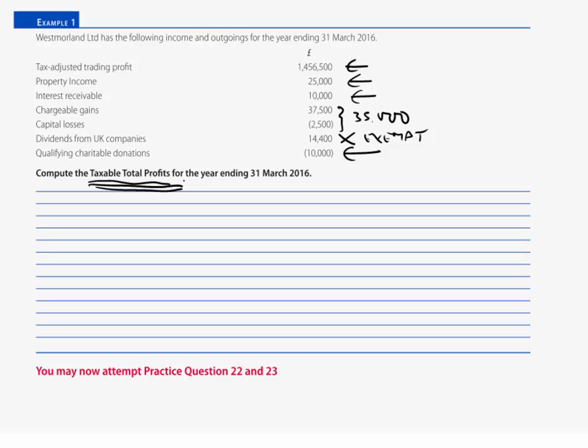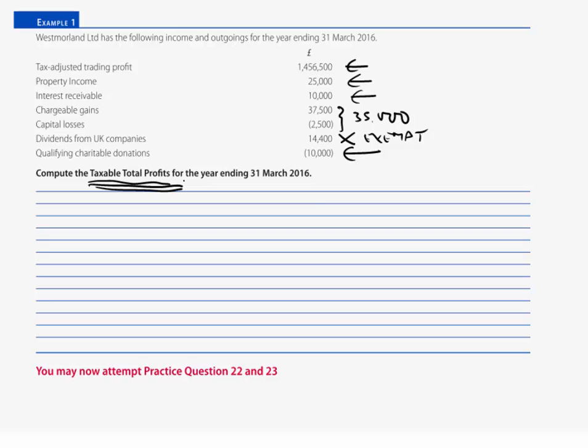non-trading loans there, as well as property and interest income, any capital gains. How we calculate those gains and losses, more of that later, but the net gains are then to be included. Companies pay corporation tax on their chargeable gains. They do not pay CGT. Having got the gains, we get total profits, take out the qualifying charitable donations, and that will give us the taxable total profit.